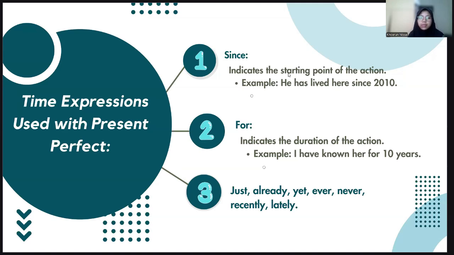Okay, the next is time expressions used with present perfect. Number one is since, which indicates the starting point of the action. For example, he has lived here since 2010. The second is for, which indicates the duration of the action. For example, I have known her for 10 years. And present perfect also uses just, already, yet, ever, never, recently, lately, etc.